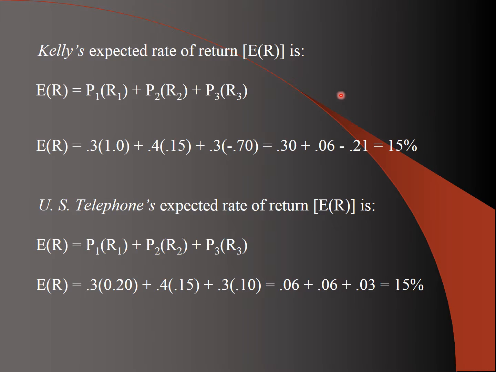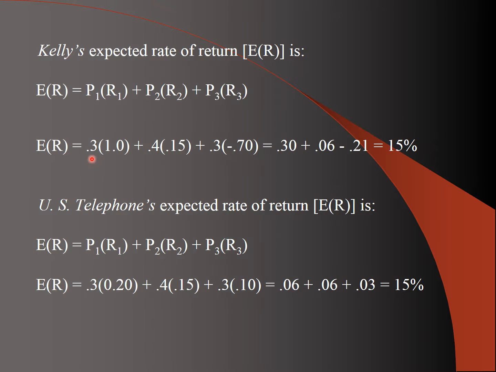Here is the calculation for Kelly Services. Here I've taken that formula and broken it out a little further to show you that, remember, we had three states of economy: a booming economy, a normal economy, and a recessionary economy. Kelly Services was going to give us a rate of return in each of those states. We projected 100% here, 15% here, and negative 70% here. That's exactly what I've put down here in our expected return formula for Kelly Services.